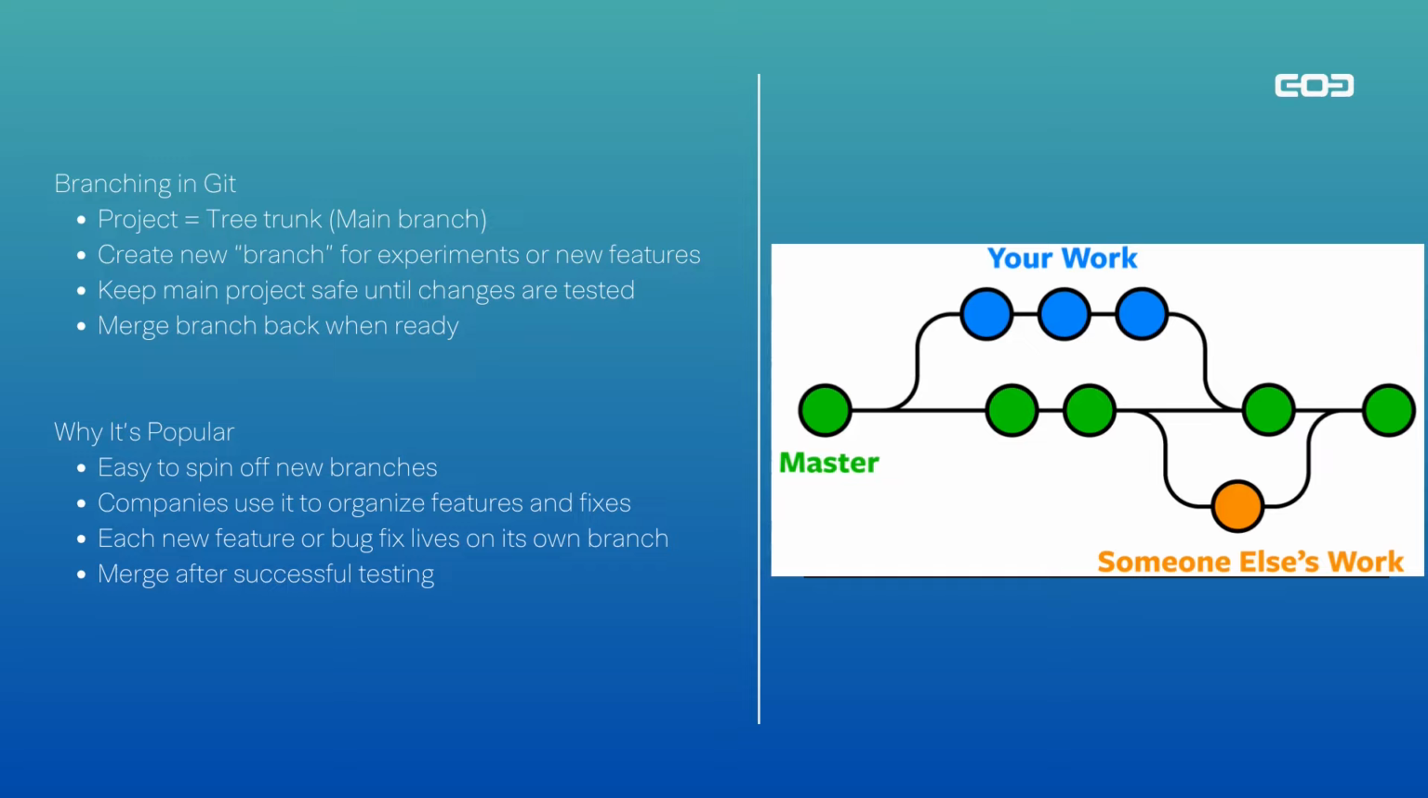For example, if a big company wants to develop a new feature, they'll create a new branch, do all their work, test it, and then merge it back. If they find a bug, they can fix it on a short-lived branch, test it, and merge. That's how big teams keep their projects organized.